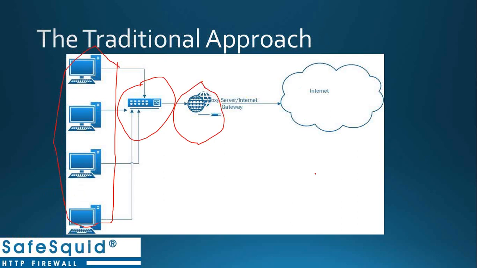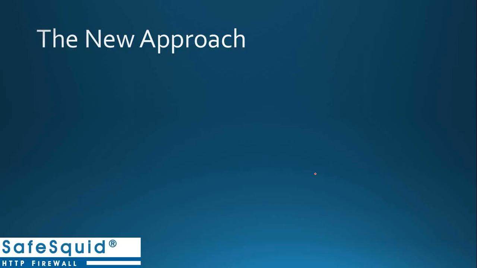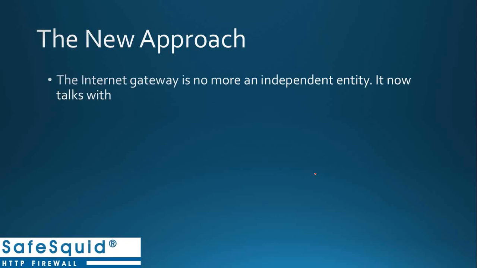Now what is happening nowadays? This has been the setup for about 20 years, so what has changed in recent times? In recent times, the internet gateway is no more an independent entity. Now the internet gateway is being used for multiple tasks. It is not just passing the internet connection from the network to outside, or just sharing the internet connection, but we are using it for multiple things.